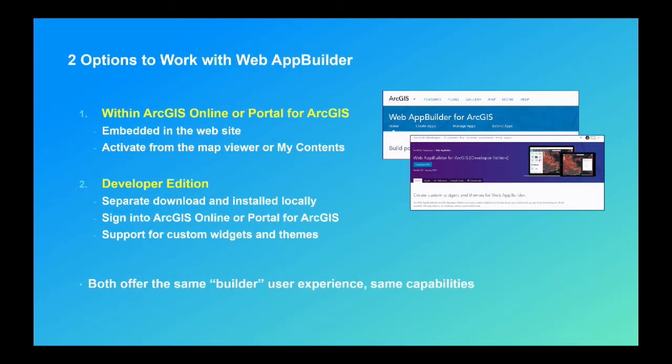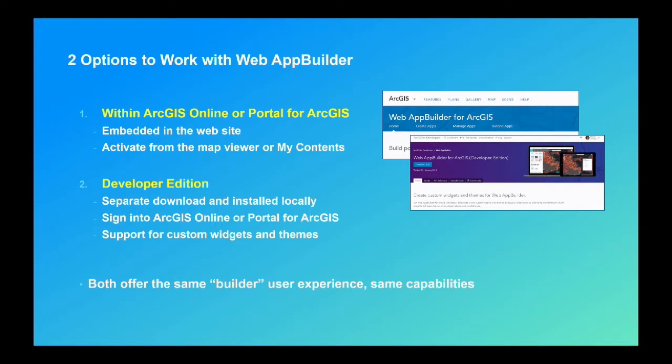So there are two options today to work with Web App Builder. The first is ArcGIS Online, okay? If you have an ArcGIS Online organization, it's part of that. And it's also part of Portal, okay? So you activate it from the map viewer or My Content to create an app from there.